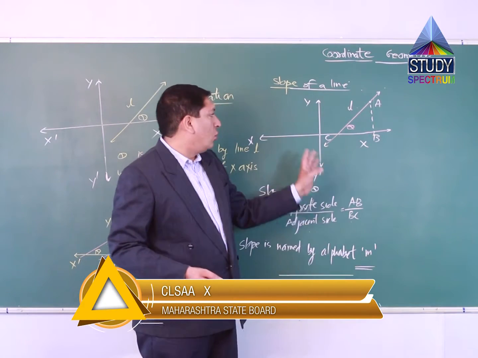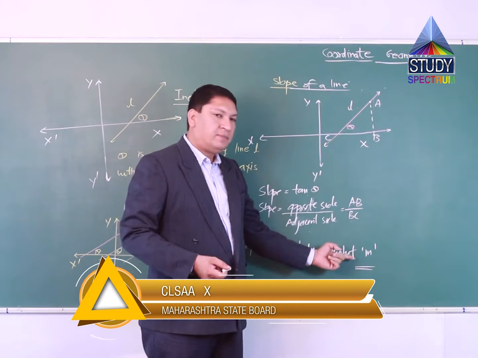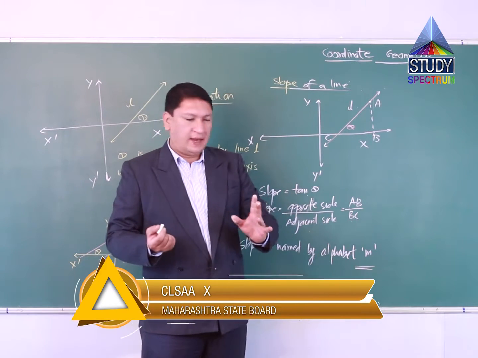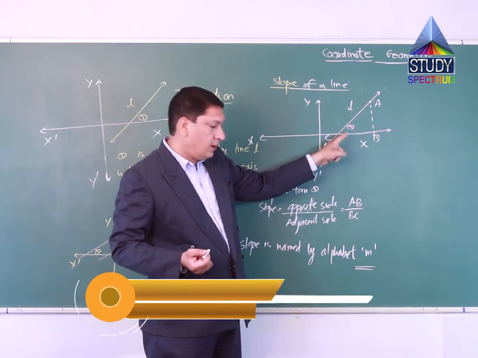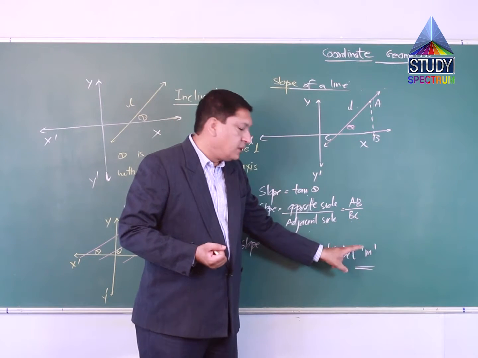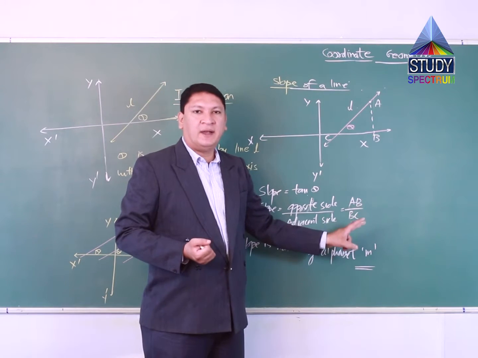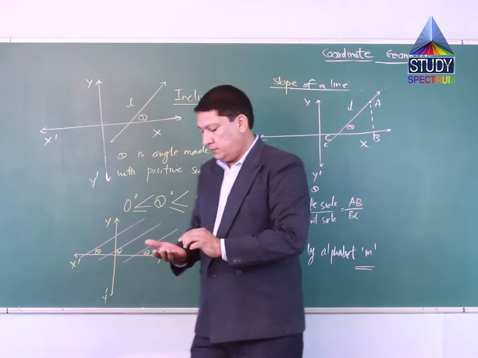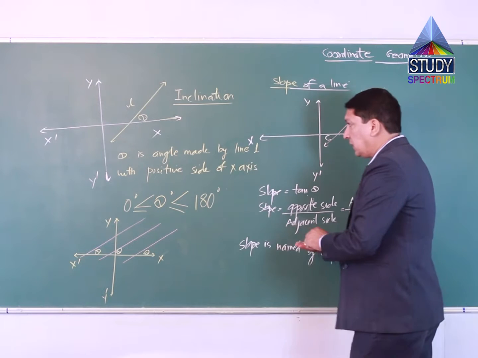That means slope of any line, we'll call it M. Let M be the slope of a line, right? So theta for the angle, M for naming the slope. So when we name slope by alphabet M, now we can make out some important conclusions.